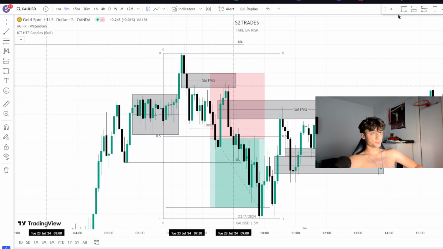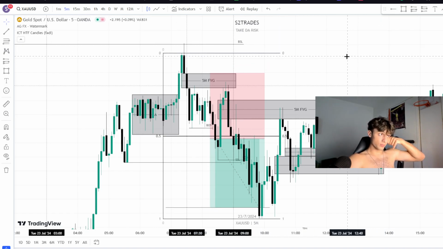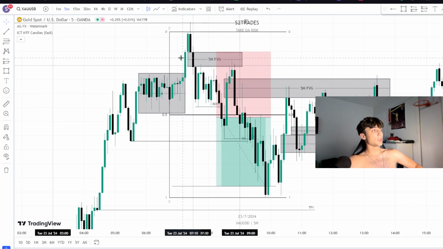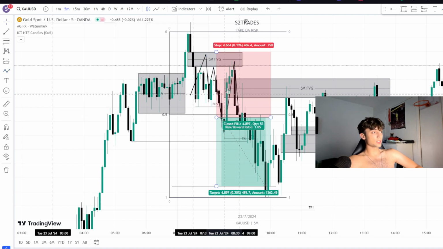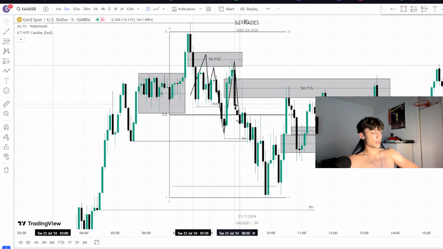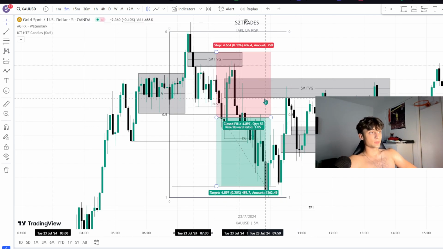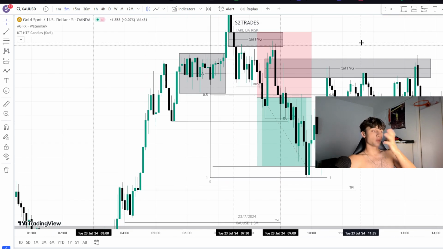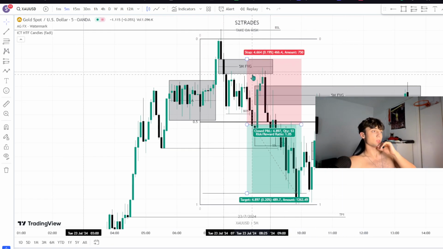So boom. So now it goes through and it moves up and it retraces back into the fair value gap. This happens sometimes. It's fine, you can't panic. Retrace back into the fair value gap. Move back down, inversed another bullish fair value gap. So that tells us that the bears are overpowering the bulls in this short-term trade.